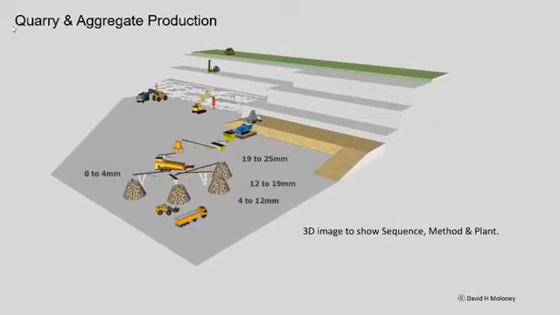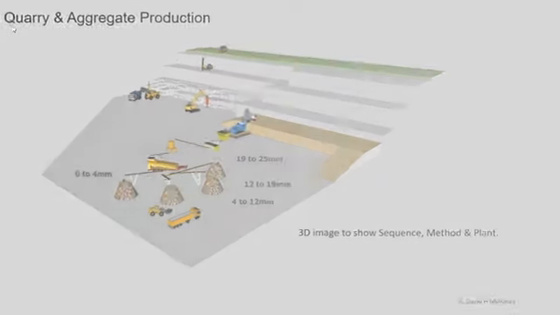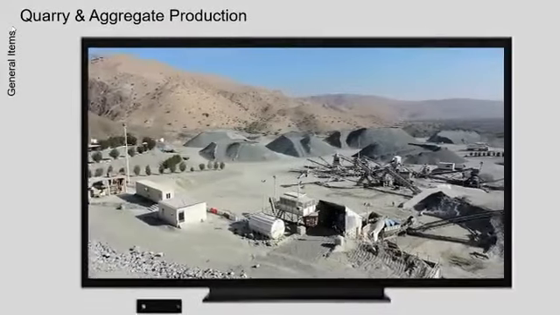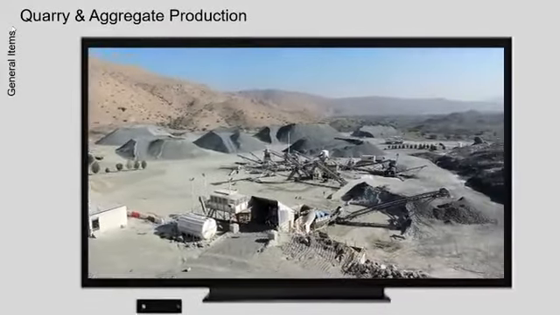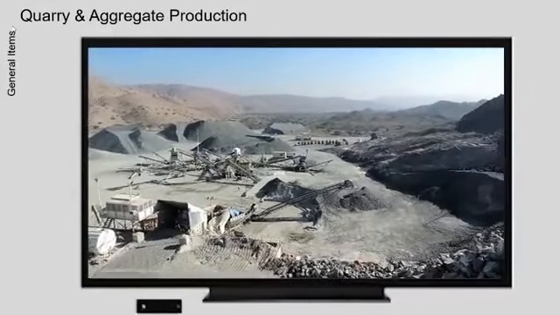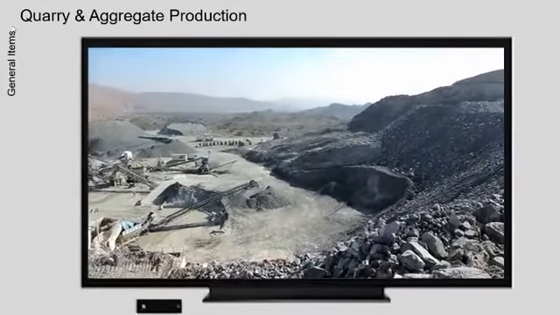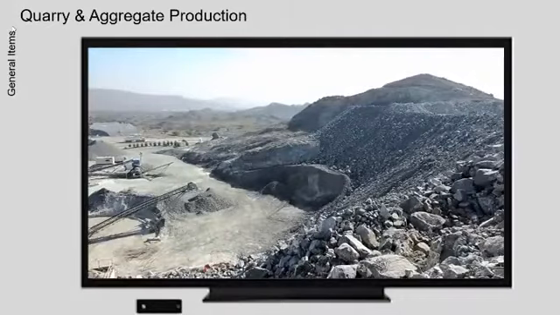Quarry and aggregate production. Rock is blasted free from a quarry face and fragmented. The blasted rock is crushed and screened to produce different size ranges of aggregates.